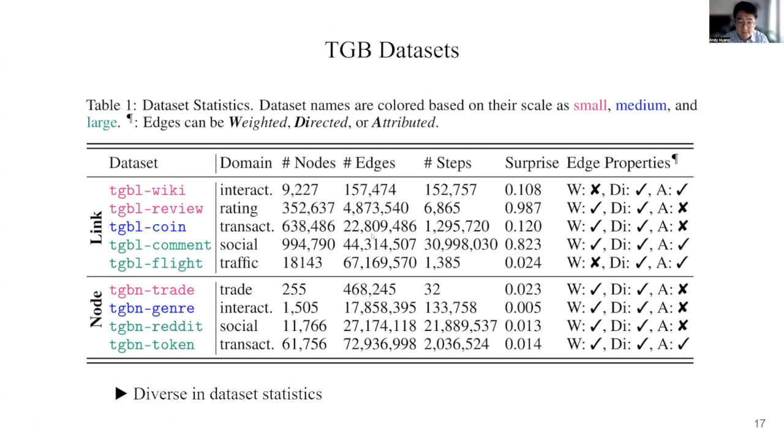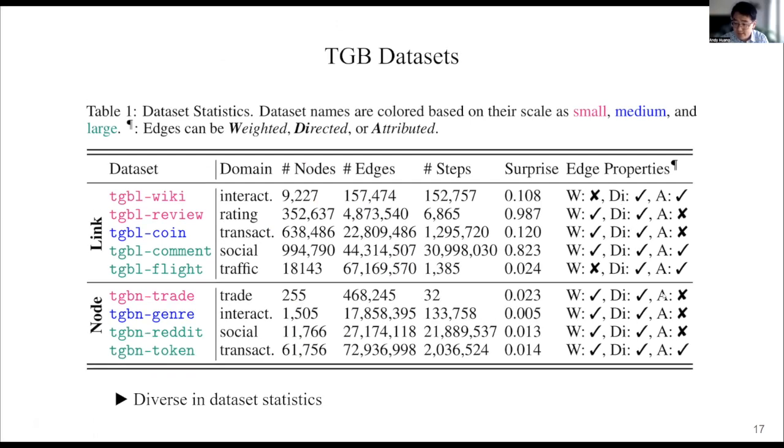Here are some statistics of the datasets. So here we show that some of the graphs are weighted and directed, and some of them also have attributes. And the domains contain the interaction network, rating network, transaction network, social network, and traffic network. And the datasets are further colored by small, medium, and large. In each category, you can start building your method on the small dataset, then test it on the medium one, and then later submit to the large one.